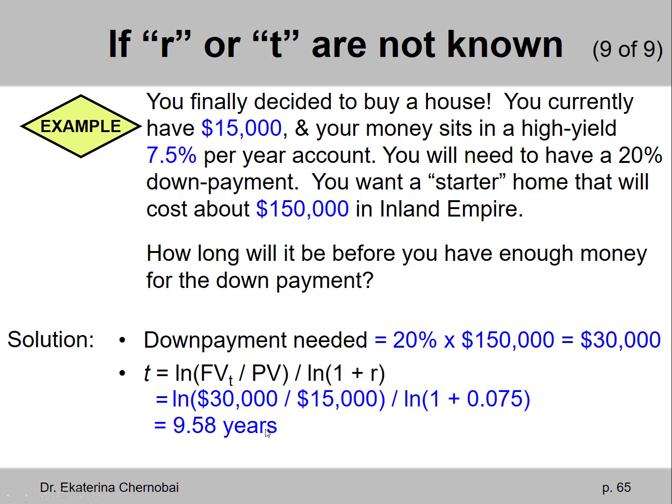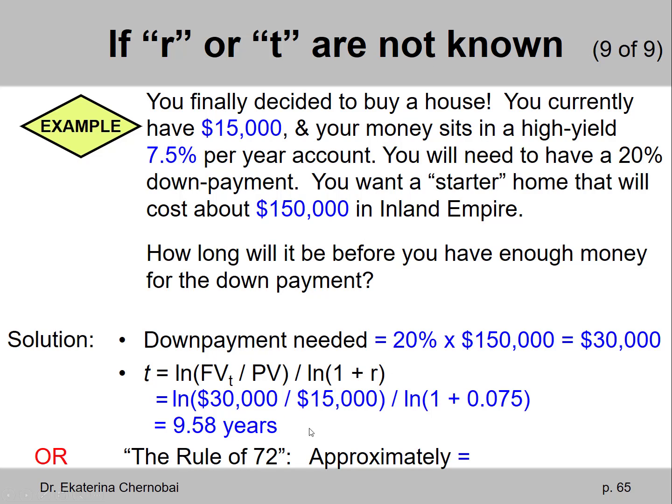Or you can use the financial calculator, where 30,000 would be your future value, 15,000 will be your present value, and again, pick which one of these two you will set to negative, and then 7.5 will be your I/Y, and you'll be computing N. But in this problem, you might realize that, oh, wait a second, I have 15,000, I will need 30,000. I will need double of what I have now.